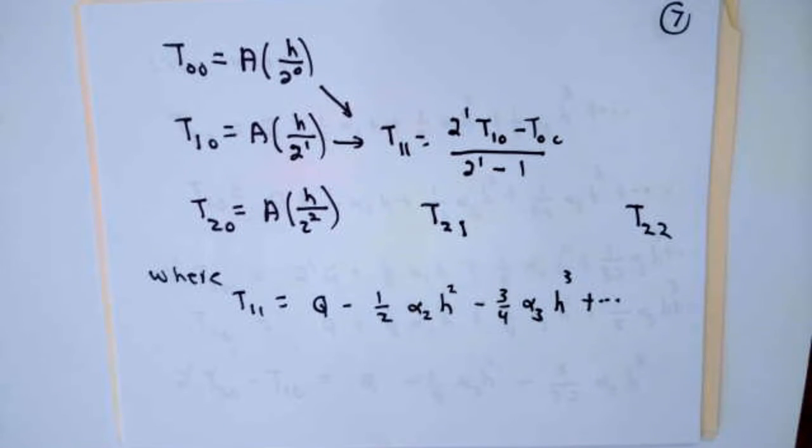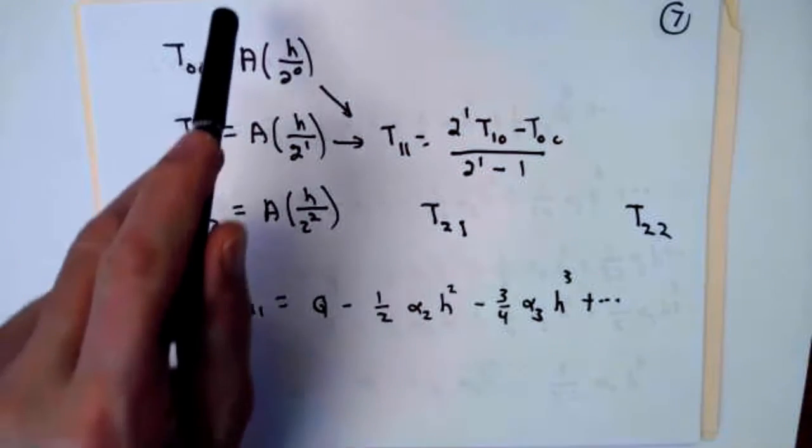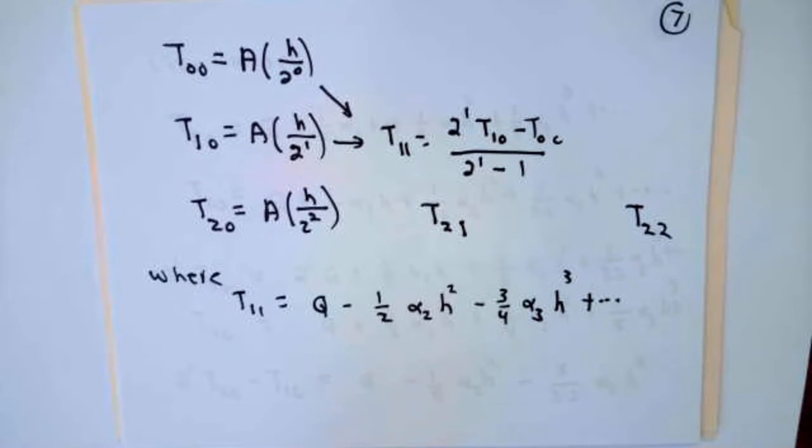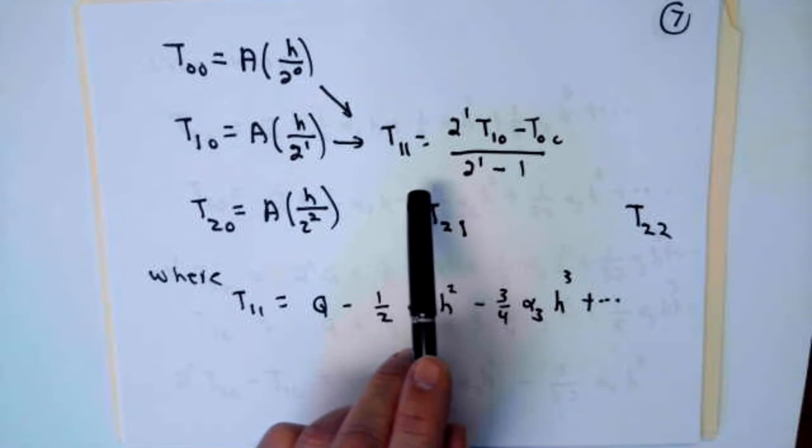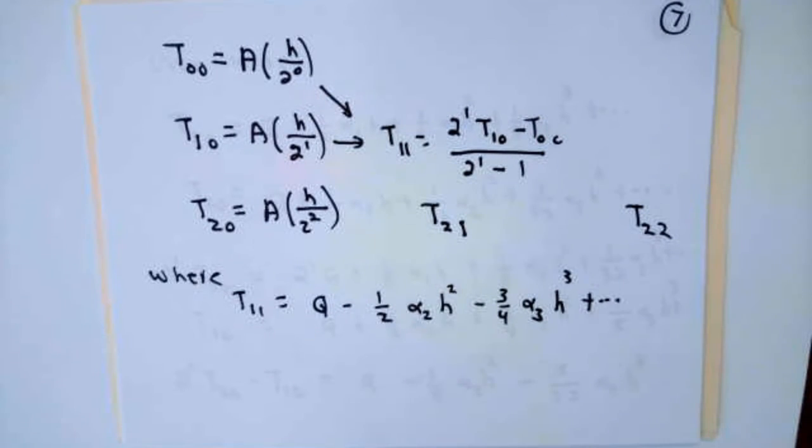So far, here's our plan. We calculate column 0 based on various spacings. Then T11 is going to be the quantity that we just listed. And the important thing about T11 is it differs from the true value by a power series that starts off with H squared.